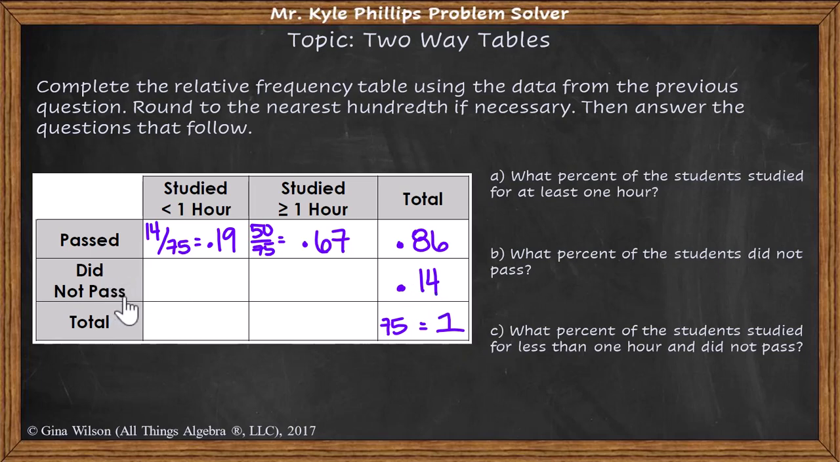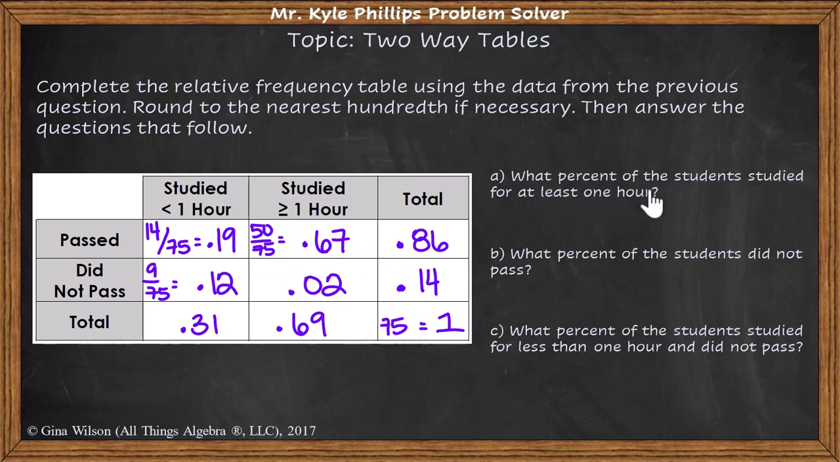Now coming right here, did not pass and studied less than an hour. That was 9. So 9 out of 75 is going to give us 0.12. Now I can find this total because 0.19 plus 0.12 is going to give us 0.31. And here, 1 minus 0.31, we know that is going to give us 0.69. And this is going to be 0.02. And then we also know that 0.12 plus 0.02 does give us 0.14. So these are the percentages.